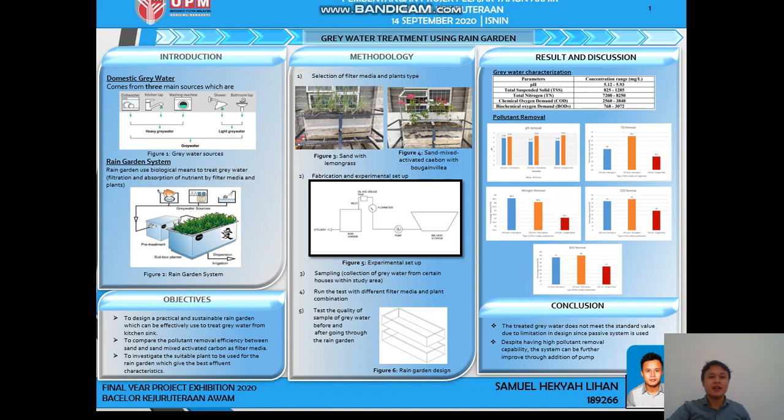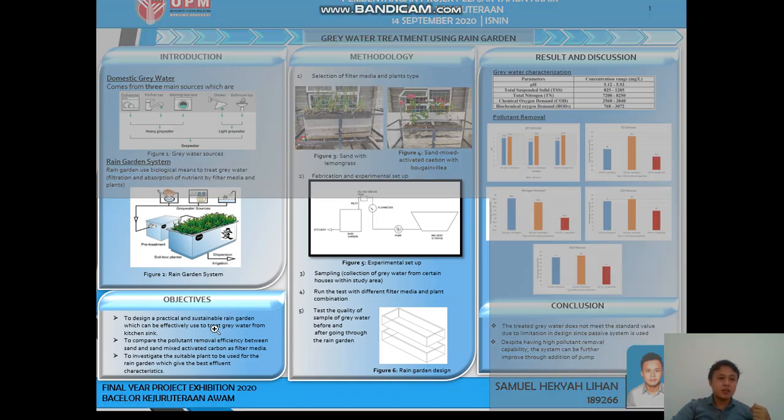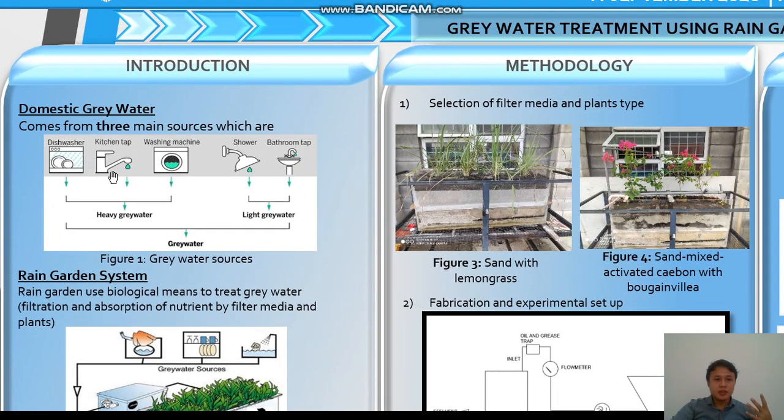I am Lihan and today I am going to present to you my bachelor project entitled Rainwater Treatment Using Rain Garden. So first of all, I'm going to introduce a bit about this project, and to do that, I am going to introduce a bit about domestic rainwater, which is the greywater that's going to be used in this project. Domestic groundwater actually come from three main sources, which is from the kitchen, from the laundry, and from the bathroom.